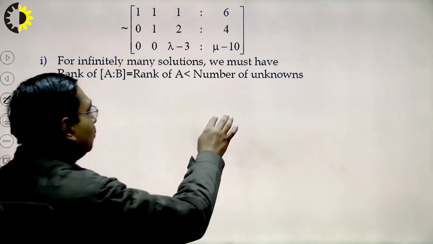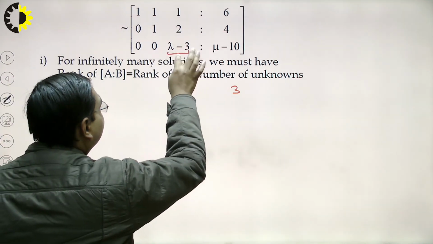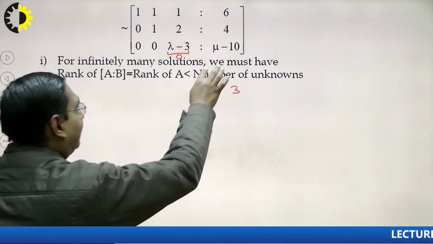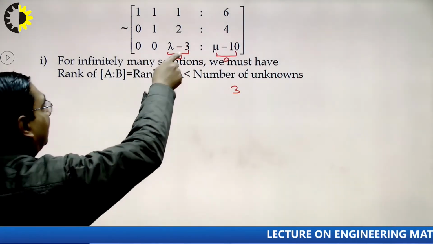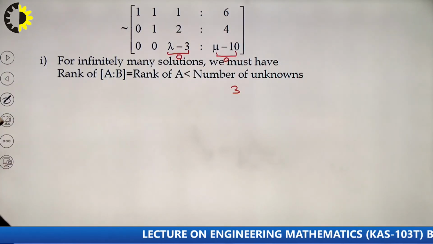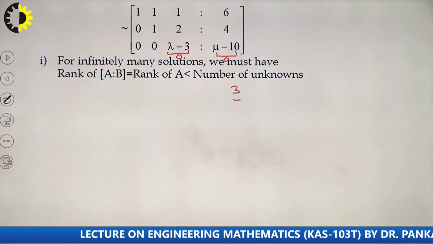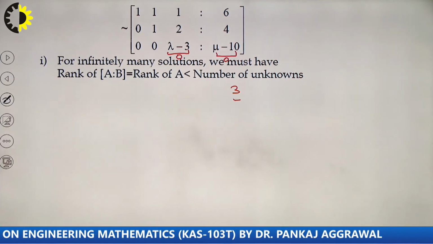Now the number of unknowns here is 3: x, y and z. These 3 are unknowns, and therefore the number of unknowns is 3. So rank of AB and rank of A must be 2. It is possible when this element is 0 and this element is also 0, because in that case the rank of A and rank of AB both will be 2 and the number of unknowns is 3. So rank of AB and rank of A are less than the number of unknowns. This condition will be fulfilled.